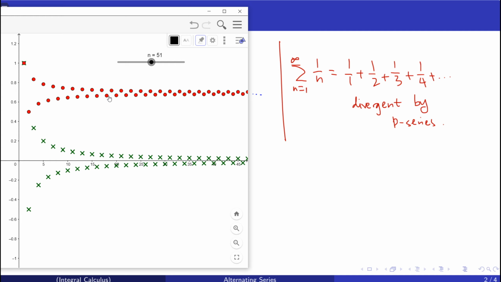What else, though? The magnitude of these green x's has to also be decreasing, so that at each step in the sequence of partial sums above, in the red circles, every time I add a term and I subtract the next term, I should be adding and subtracting something that gets smaller and smaller and smaller. And that way, my sequence of partial sums is going to converge.